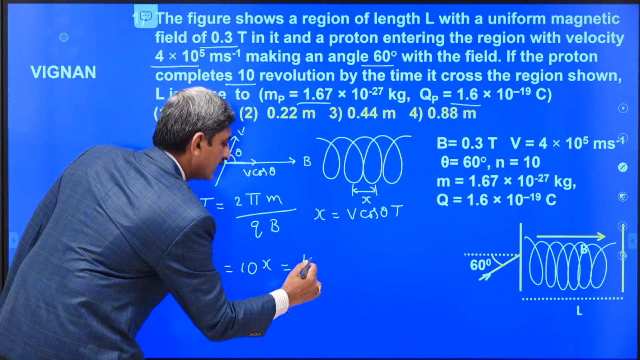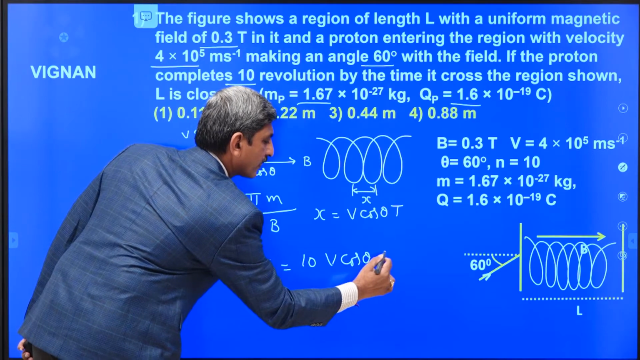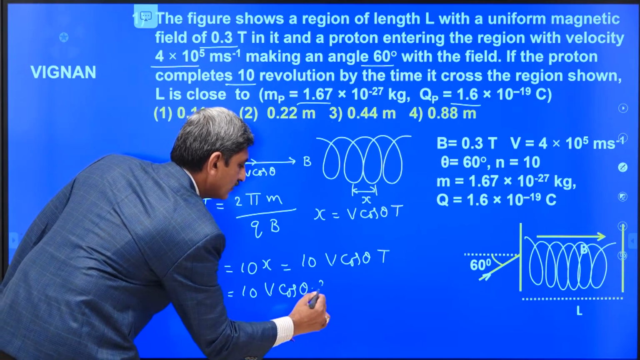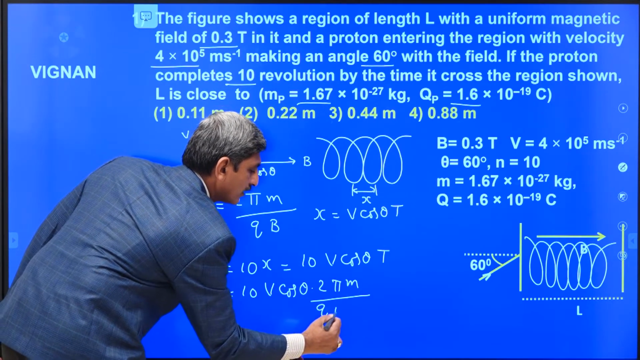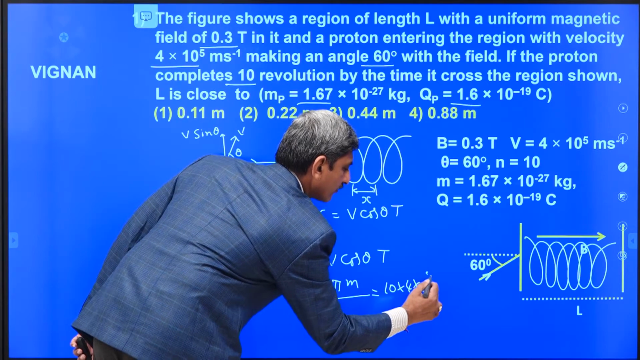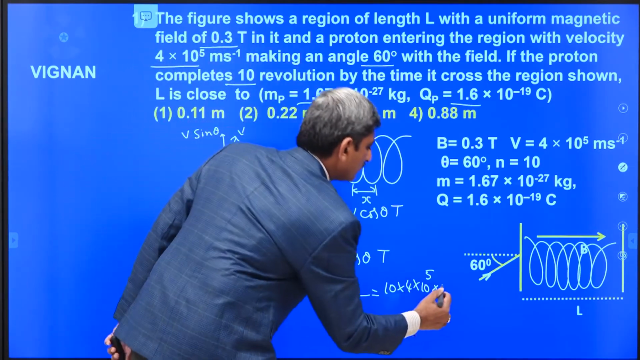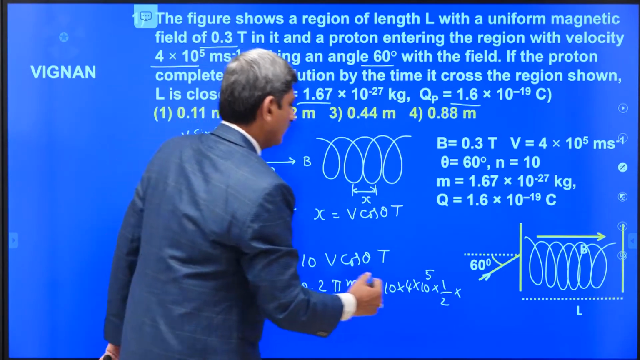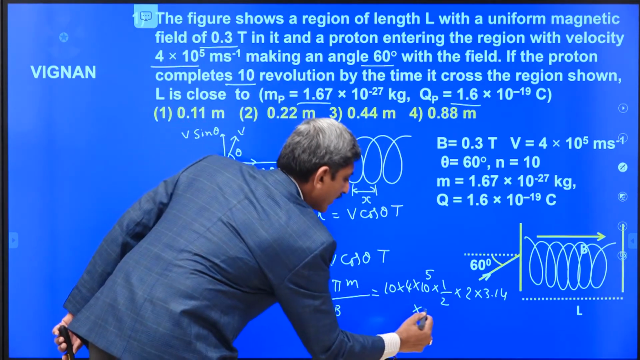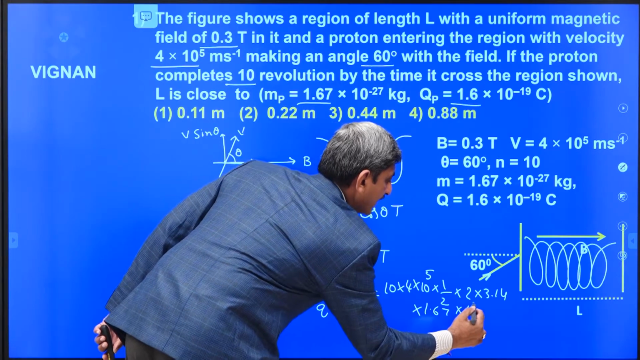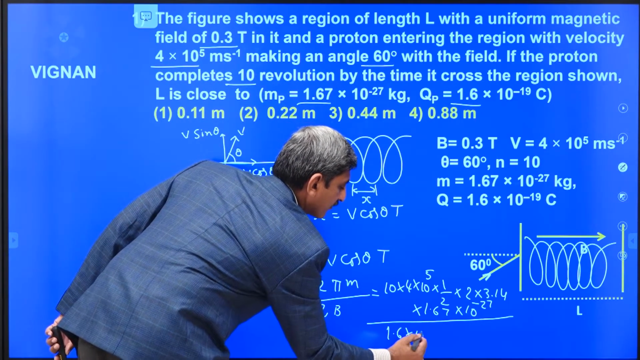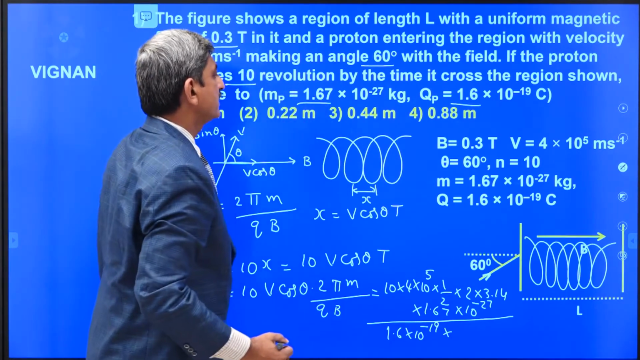It becomes 10 v cos theta into T, that is equal to 10 v cos theta into 2 pi m by qB, that is equal to 10 into 4 into 10 to the power of 5 into cos 60, which is 1 by 2, into 2 into 3.14 into the mass of the particle, which is 1.67 into 10 to the power of minus 27, divided by the charge of the proton, which is 1.6 into 10 to the power minus 19, into B, which is 0.3.